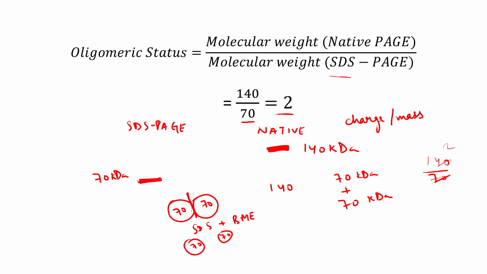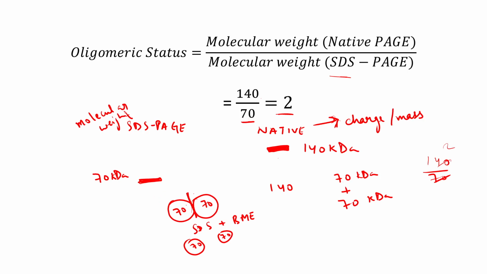Even if they are 2 separate 70 kilodalton molecules, since the molecular weight is the same and the separation is only happening based on molecular weight, in SDS PAGE the separation will happen only based on the molecular weight. In native PAGE the separation was happening based on charge by mass ratio. So 2 70 kilodalton molecules will stop at the same location on the gel, right? So we will get a thicker band. Probably this band will be thicker than the native band.